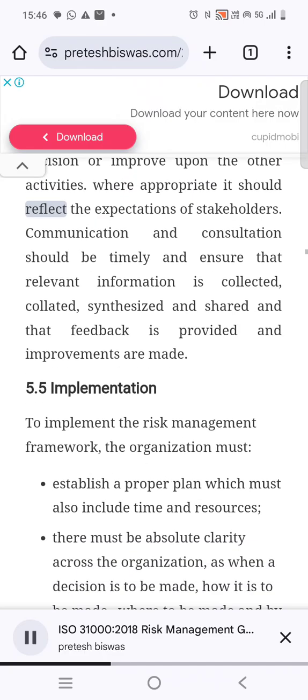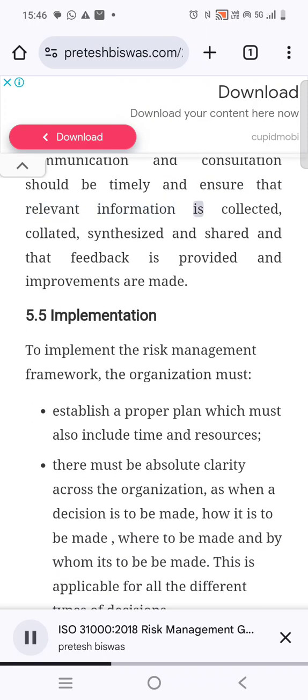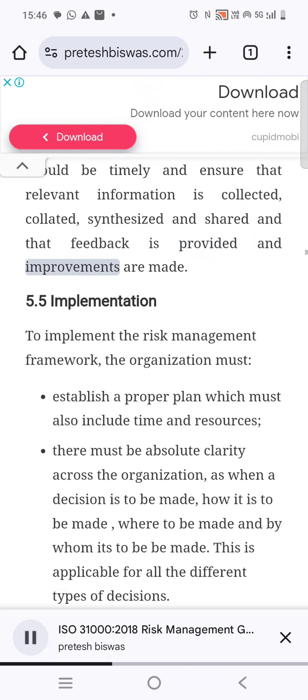Where appropriate, it should reflect the expectations of stakeholders. Communication and consultation should be timely and ensure that relevant information is collected, collated, synthesized and shared, and that feedback is provided and improvements are made.